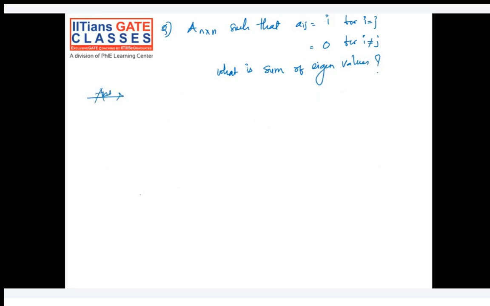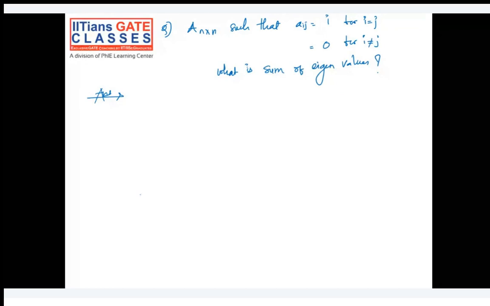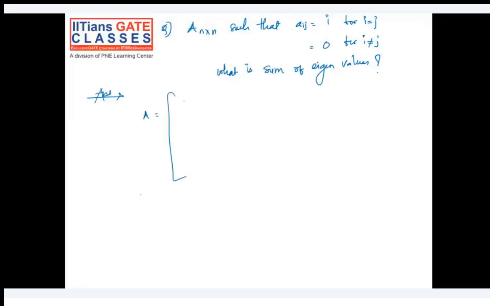Okay, solve this question. Yes, Arjun, correct. n into n plus 1 divided by 2. Because how will your matrix A look like? 1, 0, 0, 0, 0, 2, 0, 0, and so on. So this is how your n cross n matrix looks like. So what is the sum of the eigenvalues? Sum of the eigenvalues is the trace of the matrix. Trace means 1 plus 2 plus 3 plus 4 plus so on till n. And sum of n natural numbers is n into n plus 1 divided by 2.